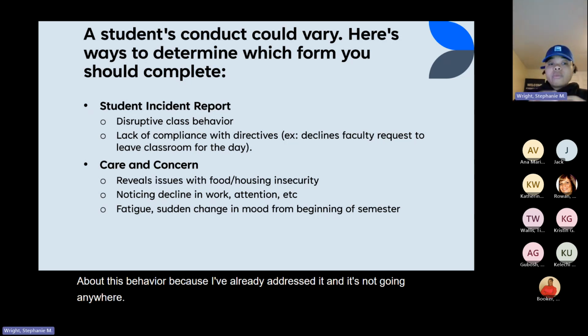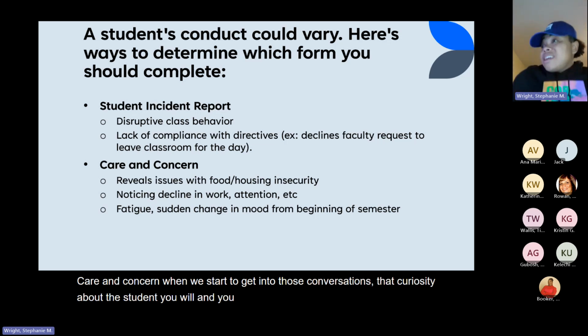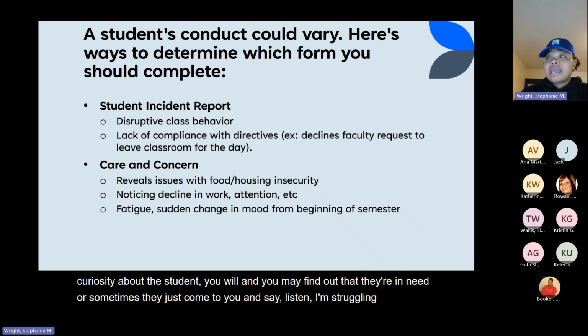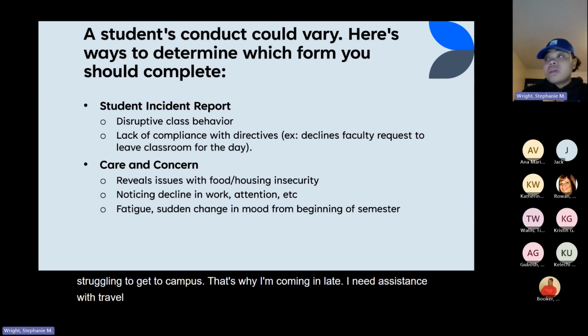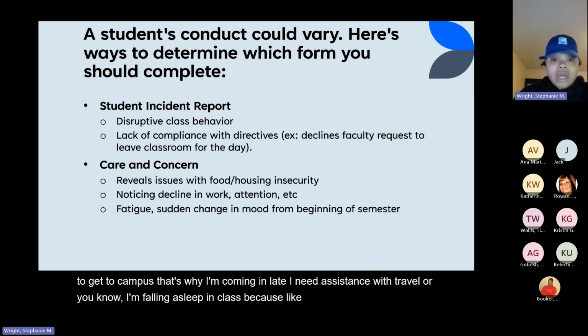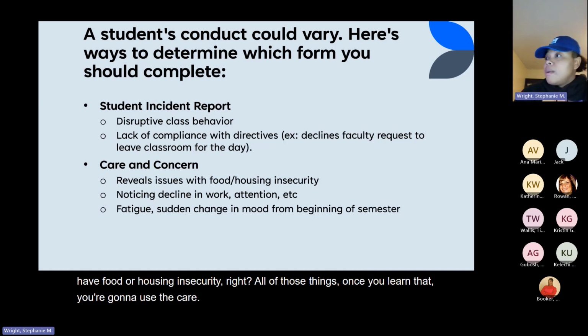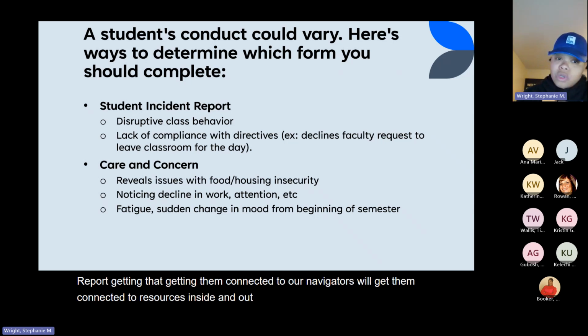Care and concern: when we start to get into those conversations, that curiosity about the student, you may find out that they're in need, or sometimes they just come to you and say, listen, I'm struggling to get to campus. That's why I'm coming in late. I need assistance with travel, or, I'm falling asleep in class because I'm hungry. I have food or housing insecurity, right? Once you learn that, you're going to use the care and concern report. Getting them connected to our navigators will get them connected to resources inside and out of the campus community.